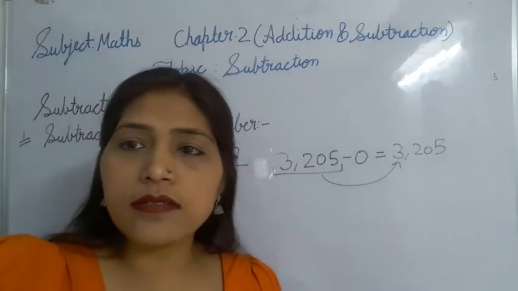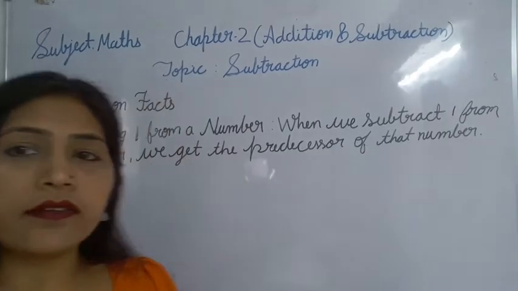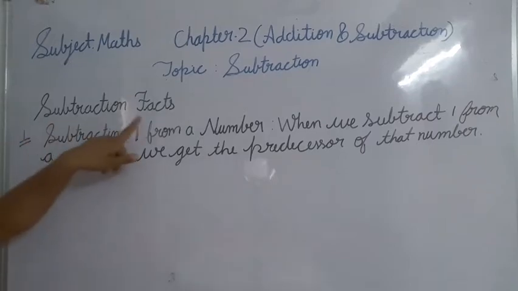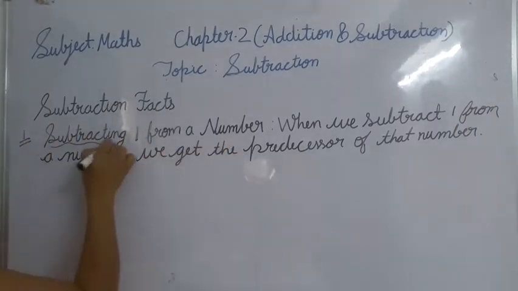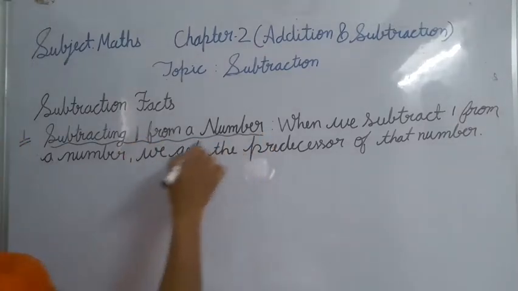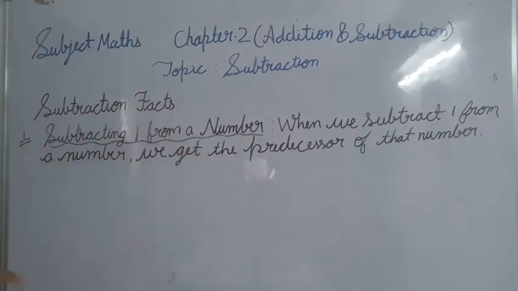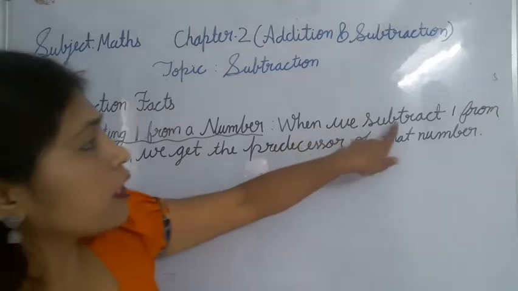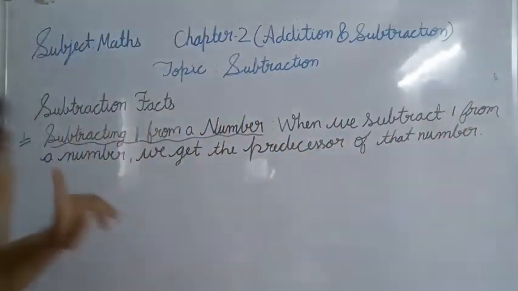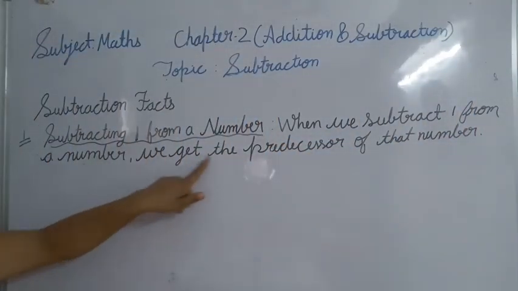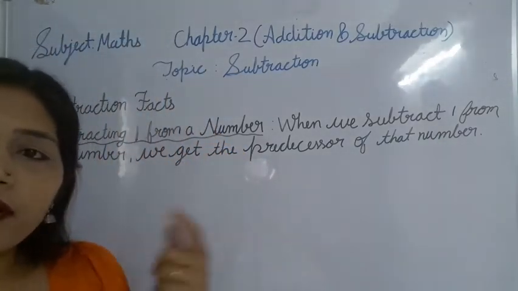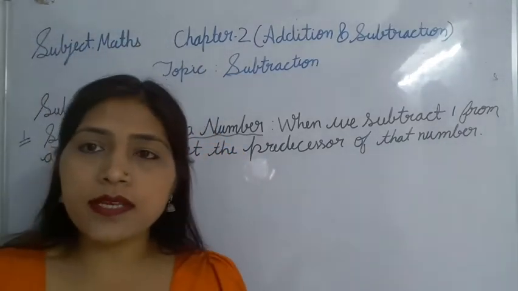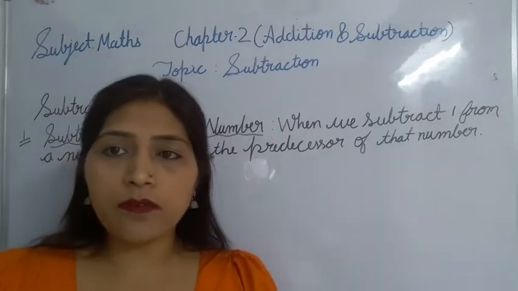Let's see the second fact of subtraction. Fact of the subtraction, subtracting 1 from a number. What will happen when we subtract 1 from any number? So when we subtract 1 from a number, we get the predecessor of that number. So I have already told you what is the meaning of predecessor. Predecessor means just before number.